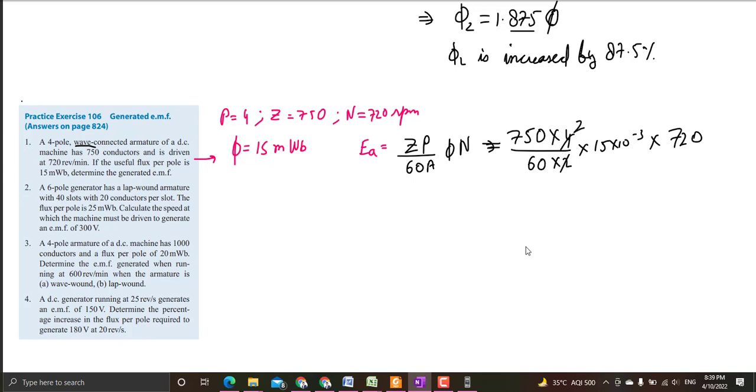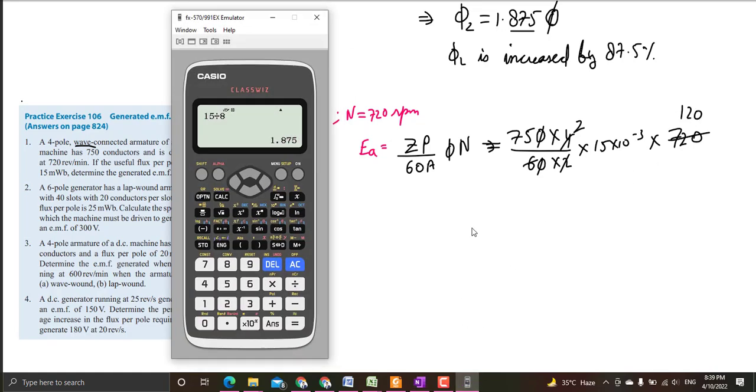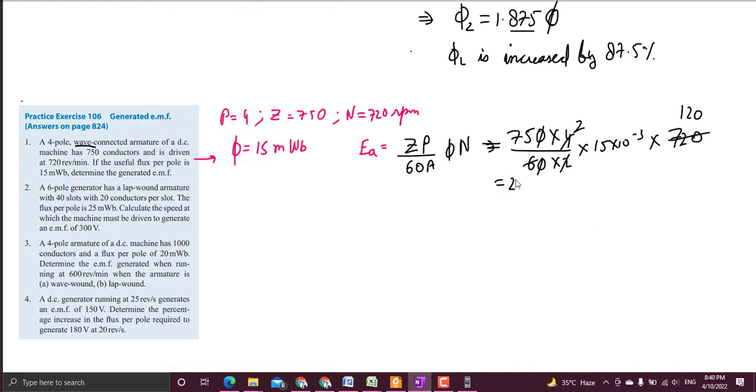2 2s are 4, 0 0 cancel out, 6 12s are 12, 120. So we have left 75 into 2 into 15 into 10 to the power minus 3 into 120, which is equal to 270 volt. Equal to 270 volt.